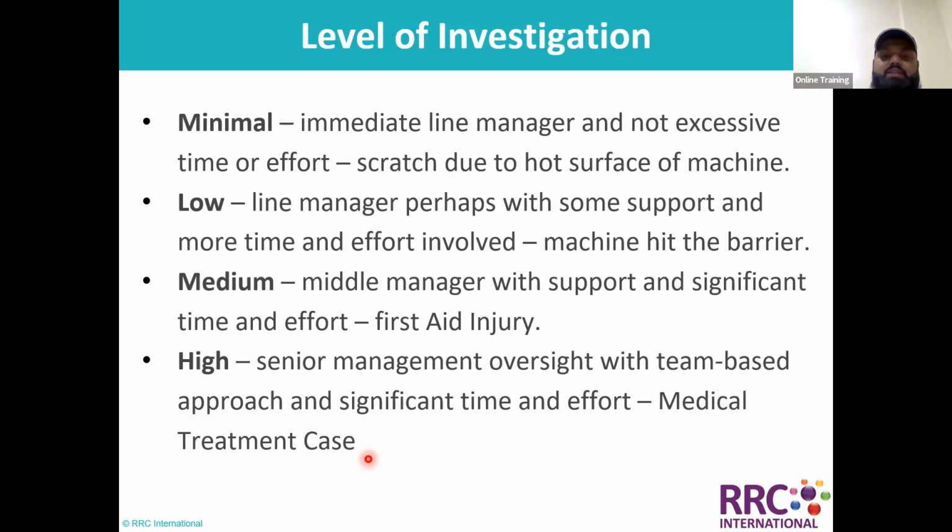In the medical treatment case, what happens is the person cannot be treated locally in the premises or in the clinic of your project site, then he has to go to the hospital and he would be admitted over there. We have to register him in the hospital. We call it a medical treatment case, that the case has to be treated in the hospital. So in that scenario, a high level of investigation is required, and usually senior management comes up and they are basically investigating the incident.